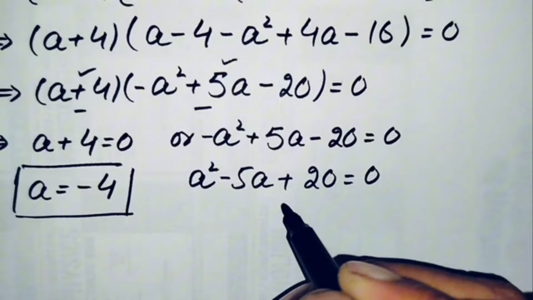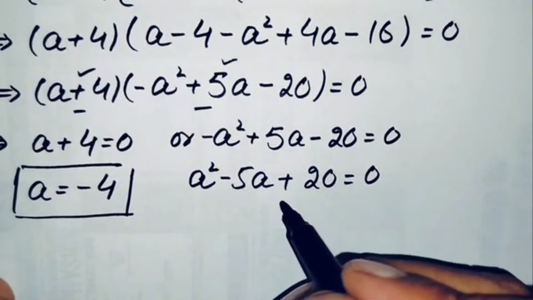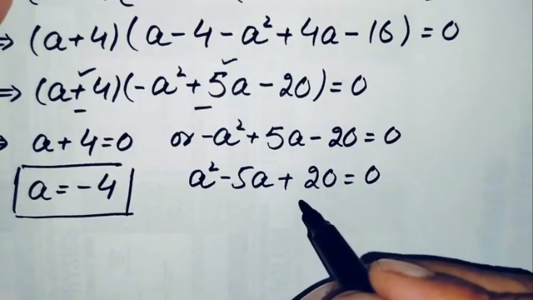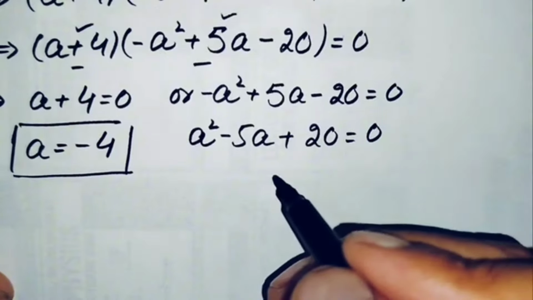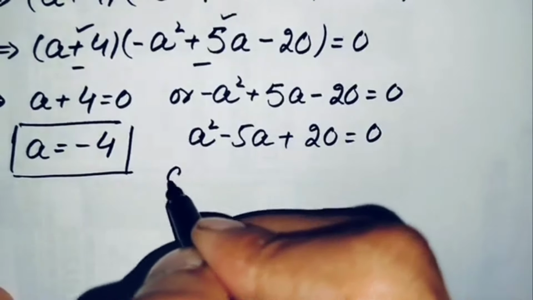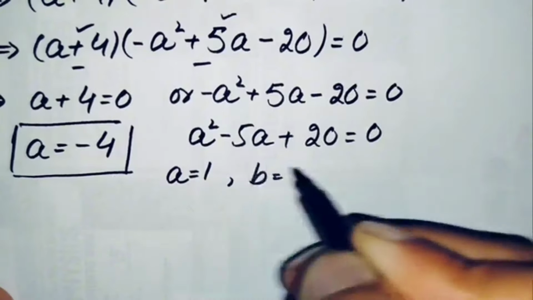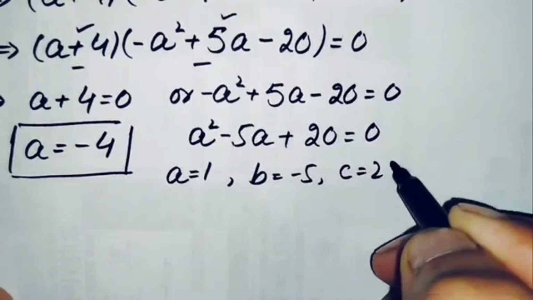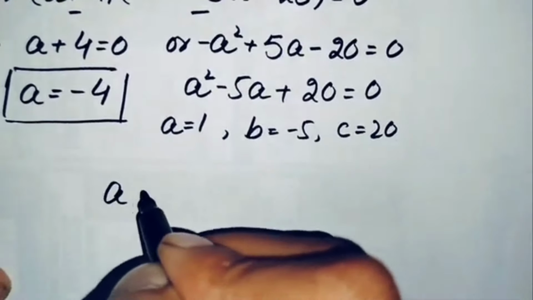Now my dears, look into this equation. Here we cannot solve this quadratic equation by factorization method. So here we will use the quadratic formula to find out the roots of this quadratic equation. But to use the quadratic formula here, first we need the values of a, b, c from this equation. So here the value of a is 1, the value of b is negative 5, and the value of c is plus 20.